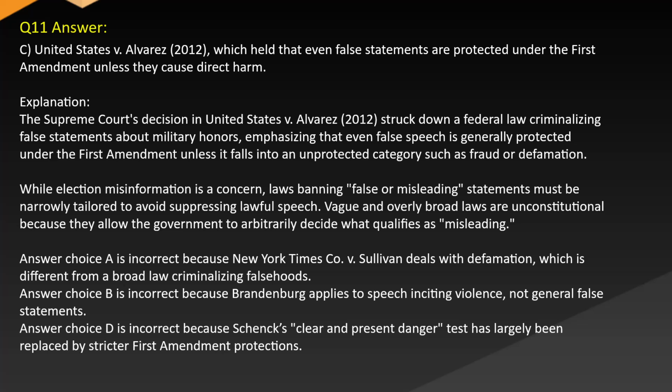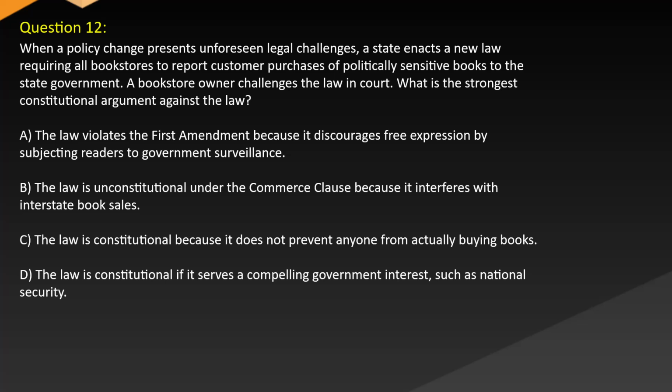Answer choice B is incorrect because Brandenburg applies to speech inciting violence, not general false statements. Answer choice D is incorrect because Schenck's clear and present danger test has largely been replaced by stricter First Amendment protections.